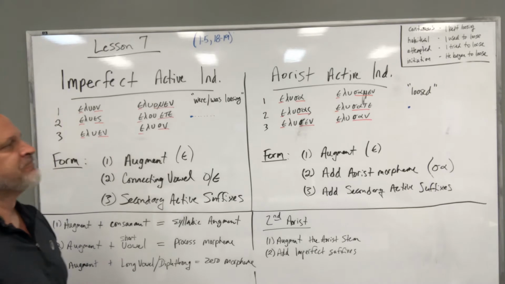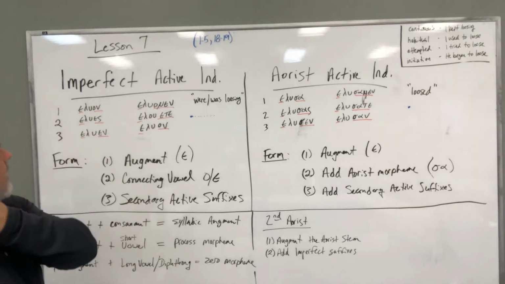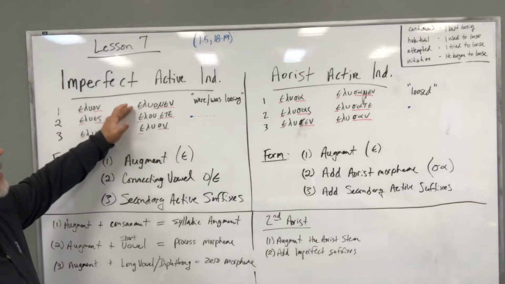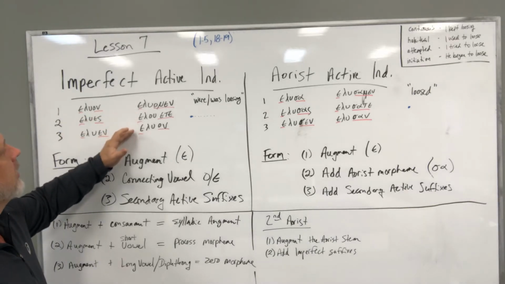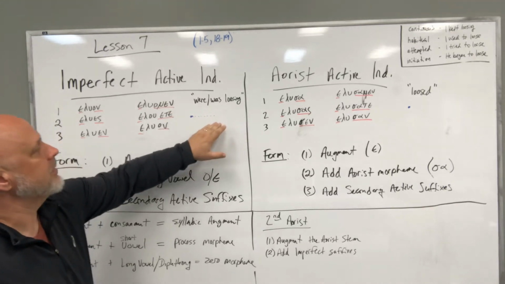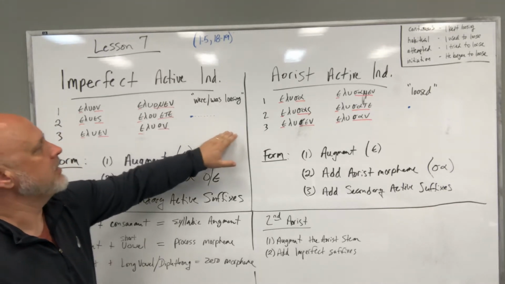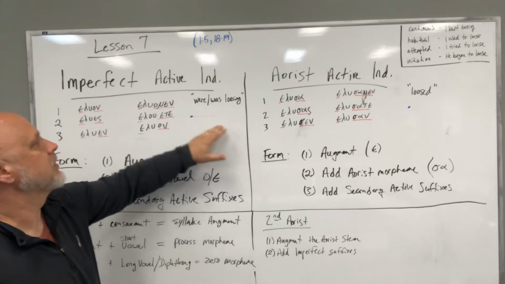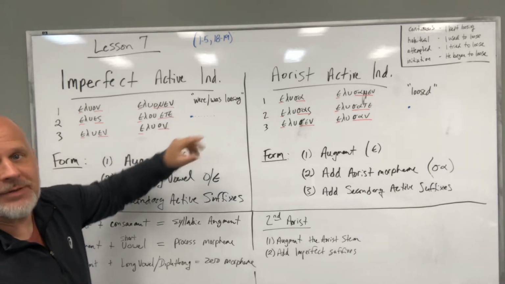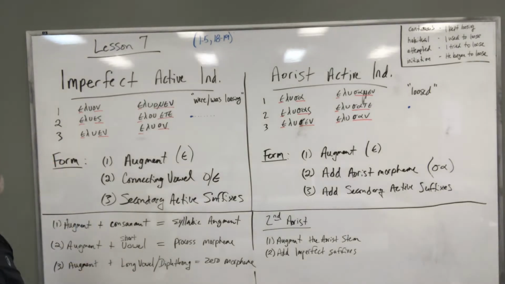Okay? Now, how do I translate this? So, eluon, elues, elue, eluomen, eluete, eluon is I was loosing, you were loosing, he was loosing. So I have my were, my was, my be verb here. Okay?